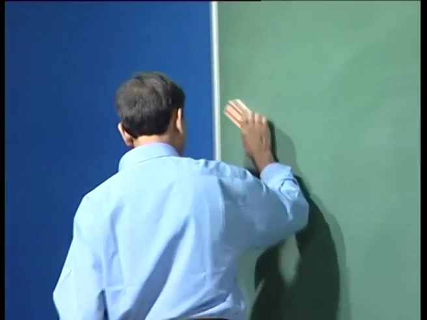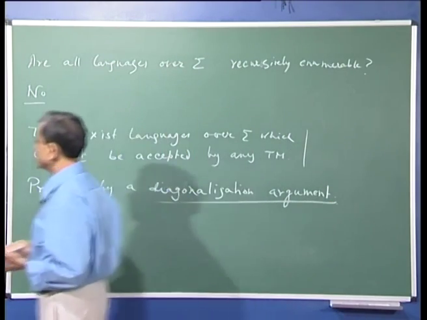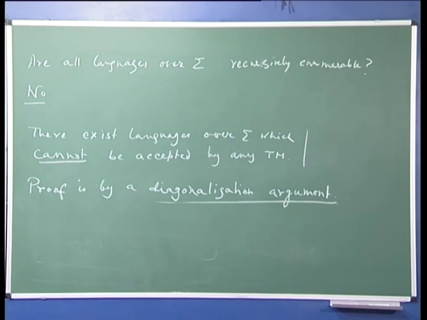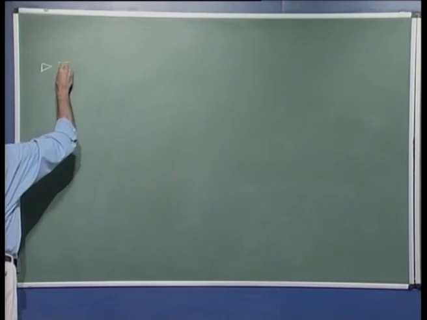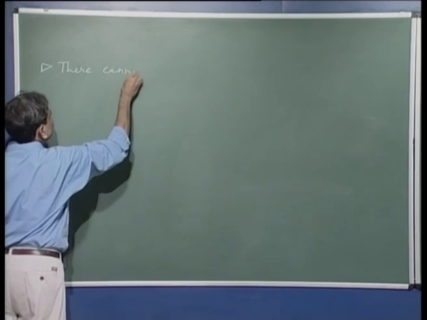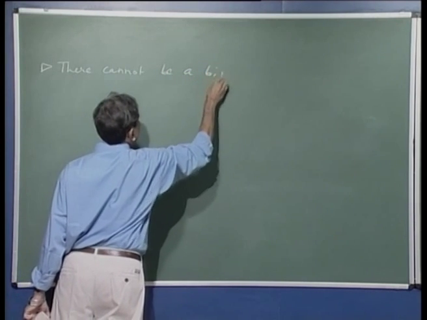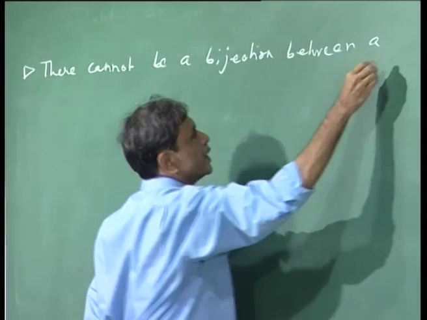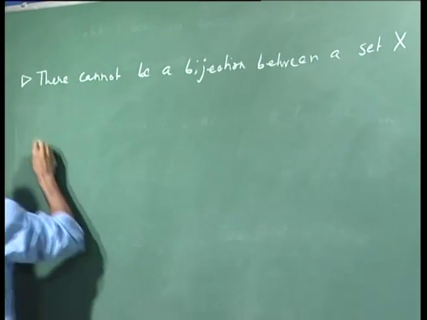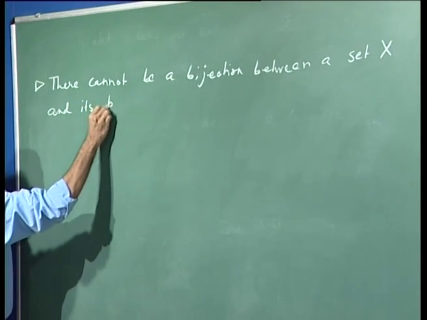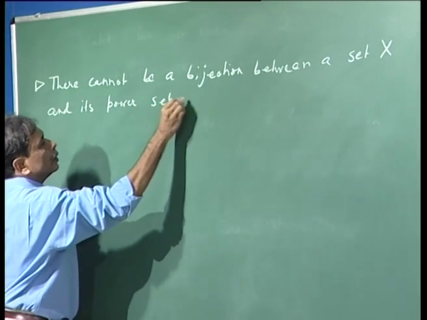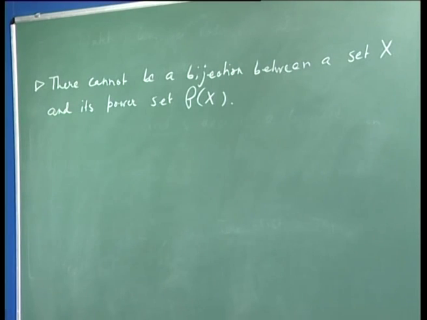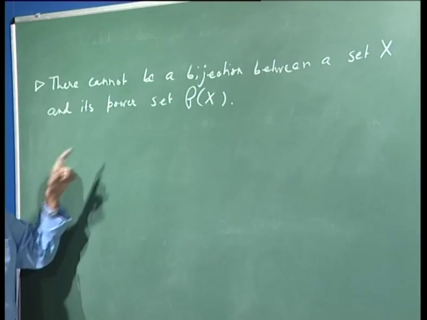I would like to explain the diagonalization argument first by means of a simple but fairly powerful proof. What I'll prove is this statement: that there cannot be a bijection between a set X and its power set, which is normally denoted as P of X. We read it as power set of X.